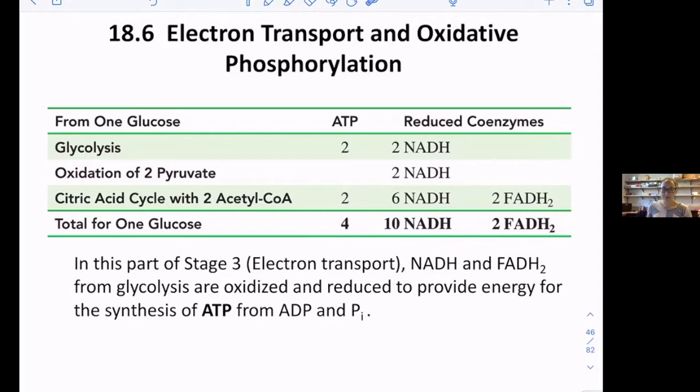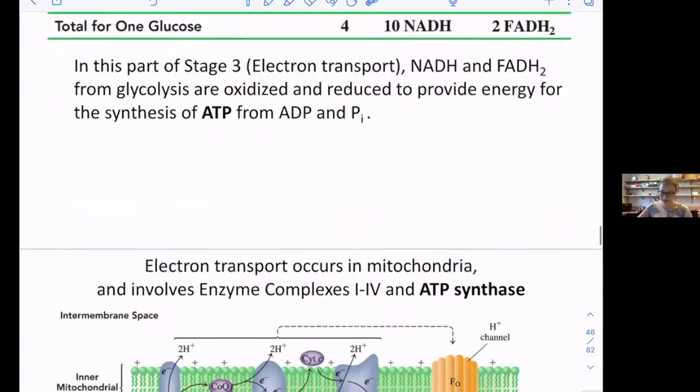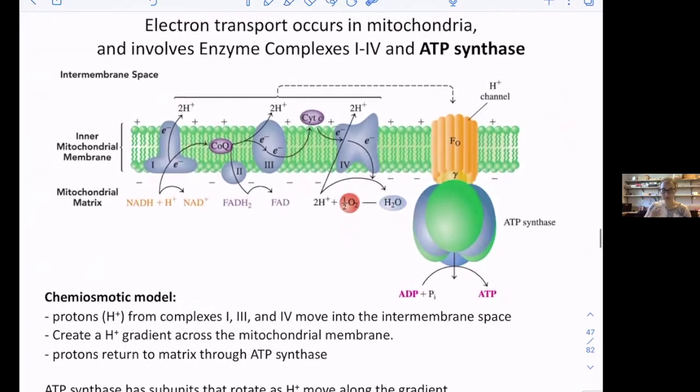The last part of the third stage of metabolism is electron transport. In this, the NADH and FADH2s get oxidized to provide energy for the synthesis of ATP. So these are going to be transferred into ATP overall. Electron transport occurs in the mitochondria.